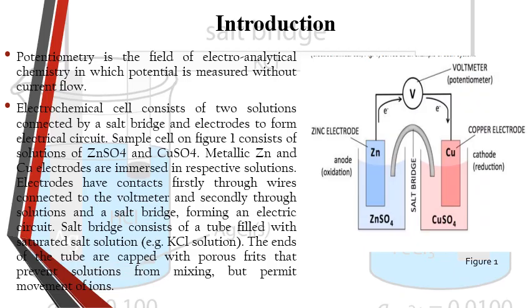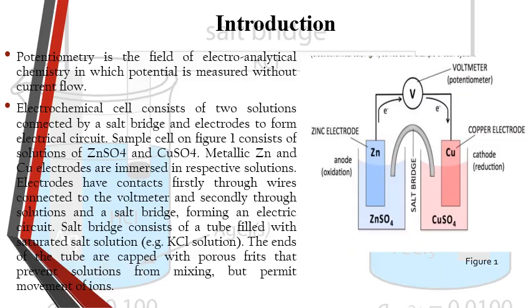Three distinct charge transfer processes are described for the system in figure 1. Electrons move in electrodes and wires from the zinc electrode to the copper electrode. Ions move in solution. In the solution on the left, zinc ions move away from the electrode and sulfate ions move towards it. In the solution on the right, copper ions move towards the electrode and negatively charged ions, that is the sulfates, move away from it. In the salt bridge, positive ions move right and negative ions move left.